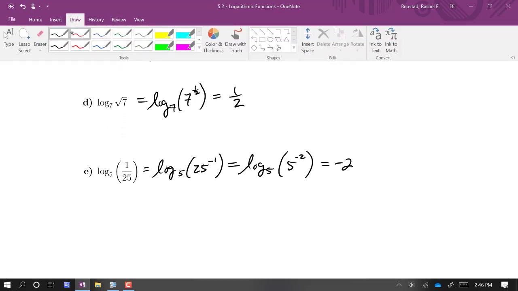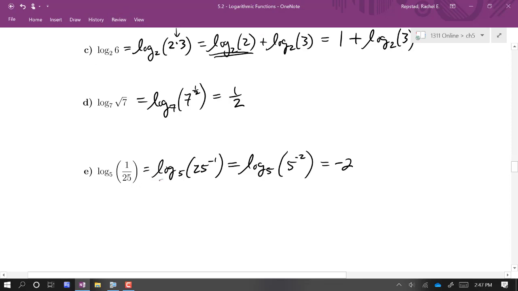Another way to think about this, I guess I'd say there's 3 ways. The middle way, I'm going to go from this step here. I've got this minus 2 power, or this minus 1 power, so I could bring that out as a factor in front. Negative log base 5 of 25. And what power do you put on 5 to get 25? Well, that's 2. 5 squared is 25, so you get negative 2 that way.